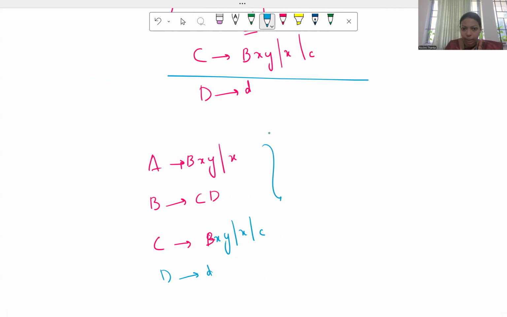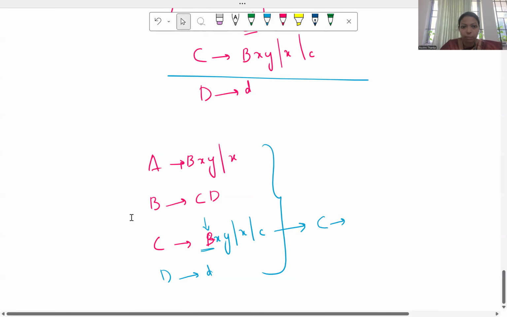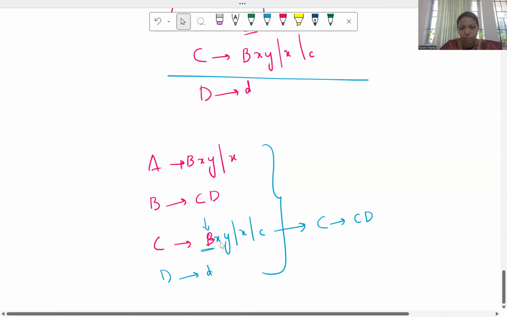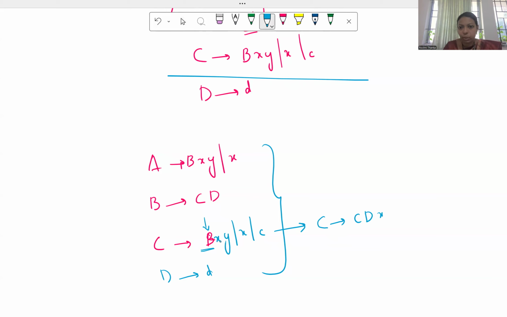Now look here. There is no problem here. No substitution can be done here, and here also no substitution can be done. Now look at B. We know what B is here, right? So that substitution I can do. What will I do? This C is now converted to C tends to, instead of this B, what I'm going to do? B means CD. So I'll write CD, and then the remaining things present here: XY, and the remaining X and c.